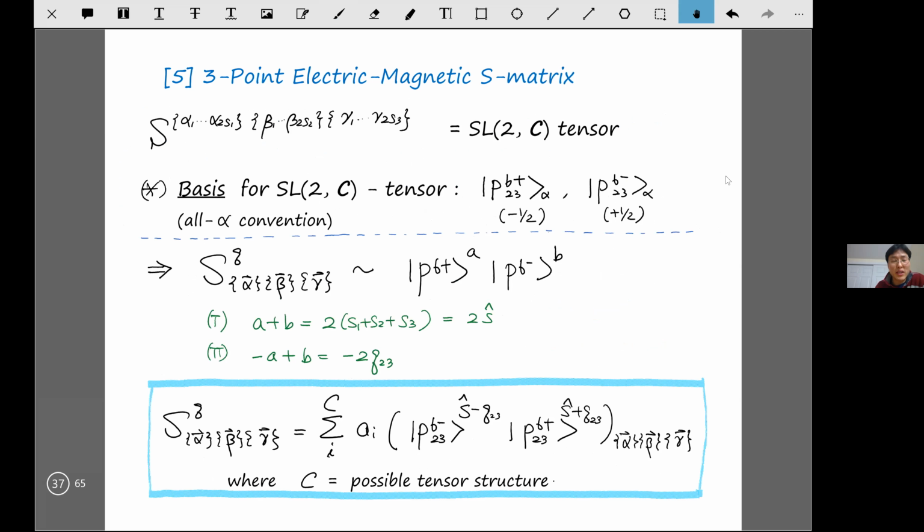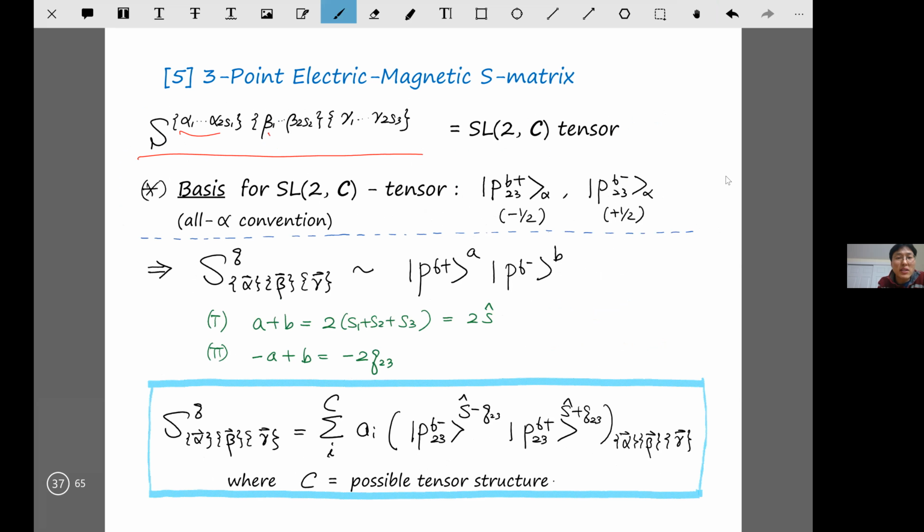Let me quickly say that I want to construct the S matrix corresponding to the 3 massive particles. Like I said, the stripped S matrix has 2s1 SL2C indices for the spin S1 particle, and likewise for S2 and S3. This is an SL2C tensor. The question is, what is the basis for the SL2C tensor? The answer is these two pairwise spin helicity variables. They carry alpha indices.